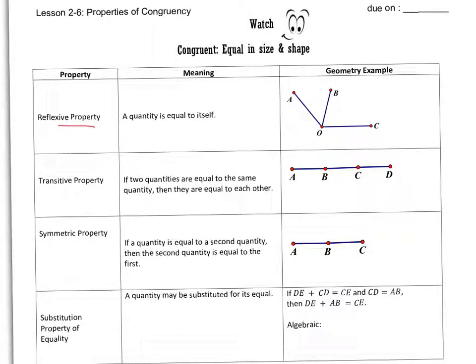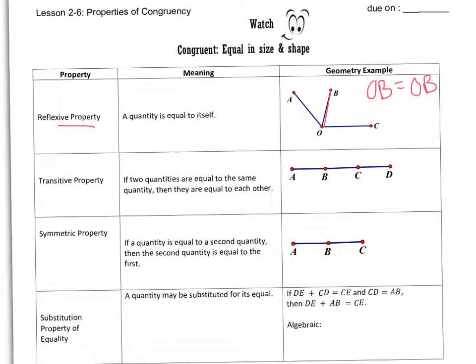So when a quantity is equal to itself, angles could be reflexive, sides could be reflexive. In this picture, OB would be equal to OB. Just means that the side is equal to itself, and you'll sometimes need this in a proof.